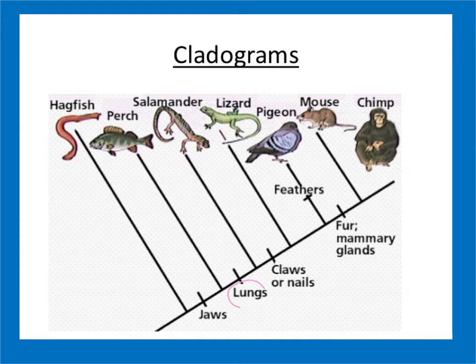So then you have lungs. Everything before this, the hagfish and the perch, would not have lungs, and everything after it, the salamander, the lizard, the pigeon, the mouse, the chimp, would have lungs.